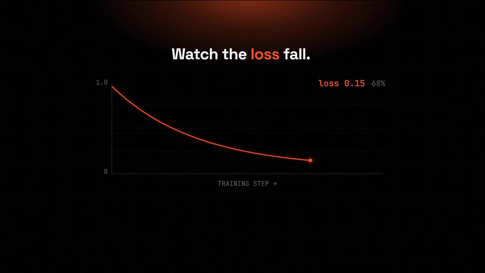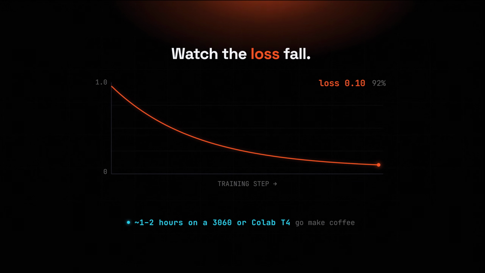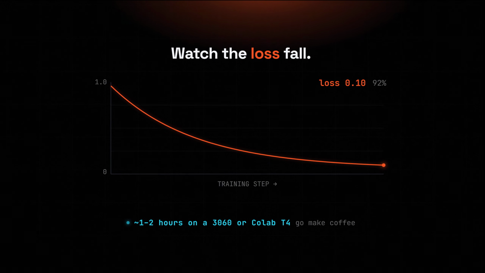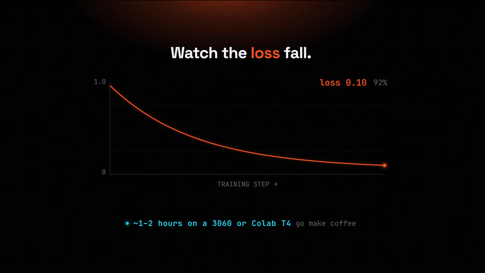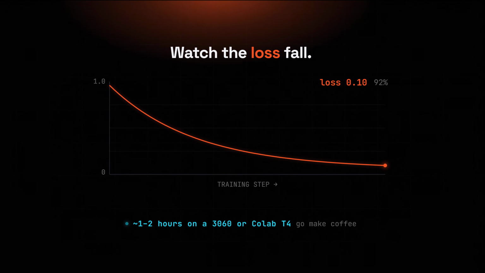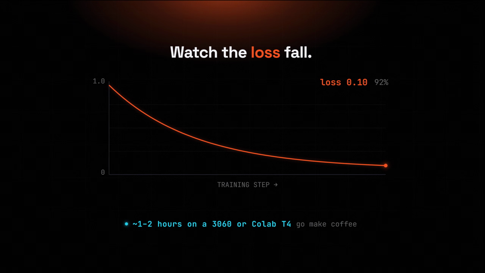Now you watch one number, the loss. It should slide downward and flatten out. On a used 3000 series card, or that free Colab T4, an 8 billion model finishes in 1 to 2 hours. Go make coffee. Come back to a model that has read your codebase.